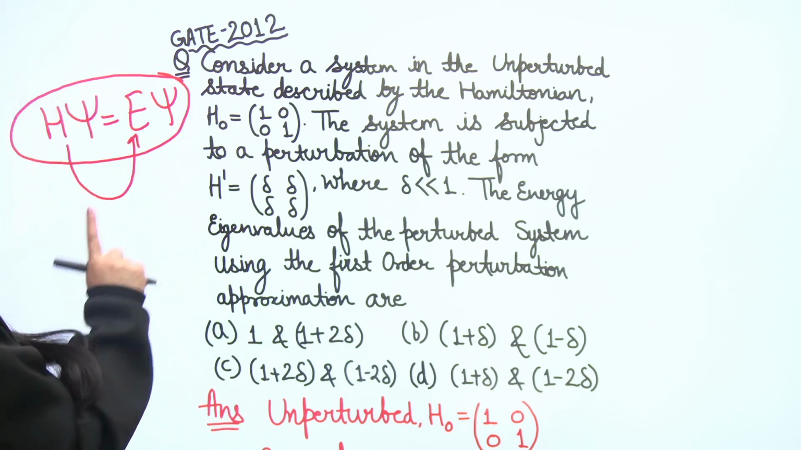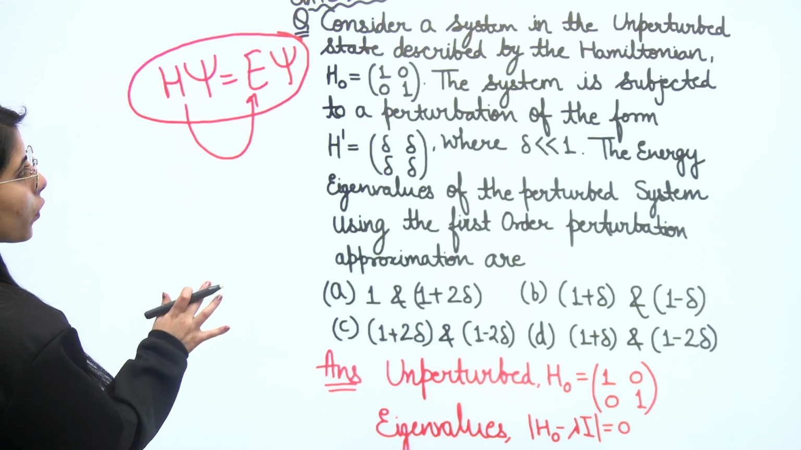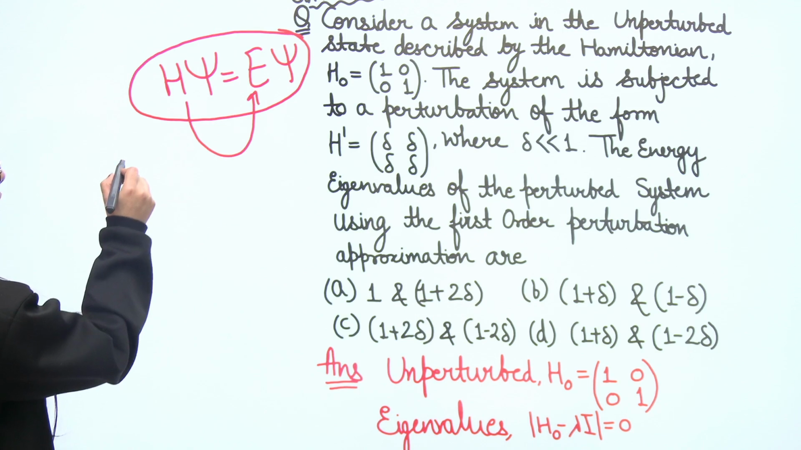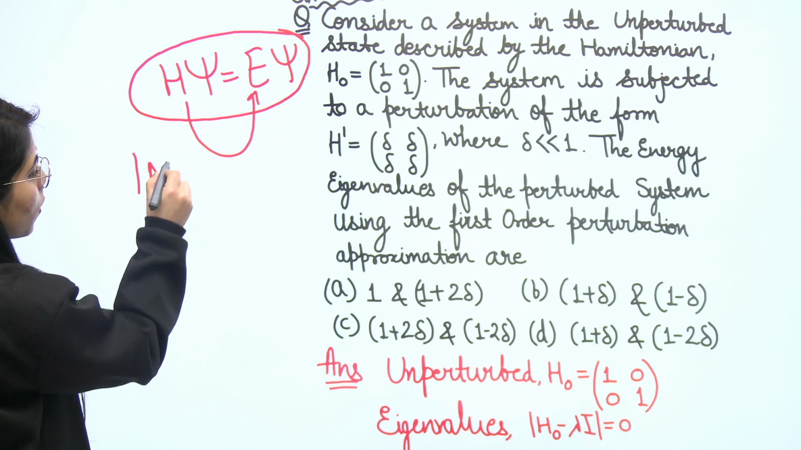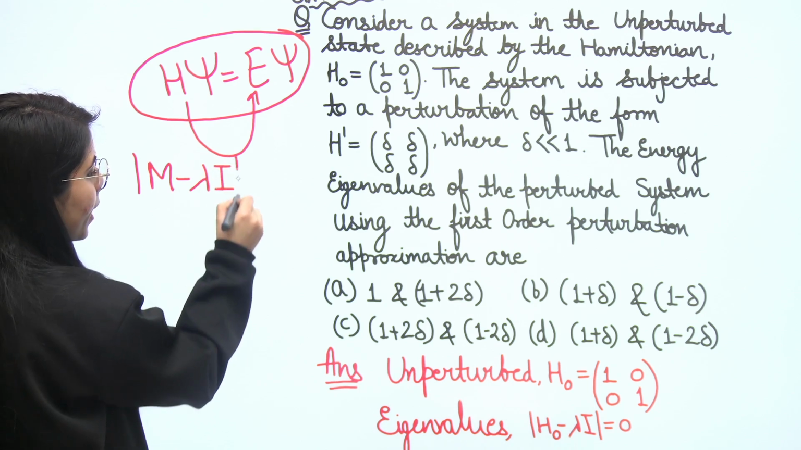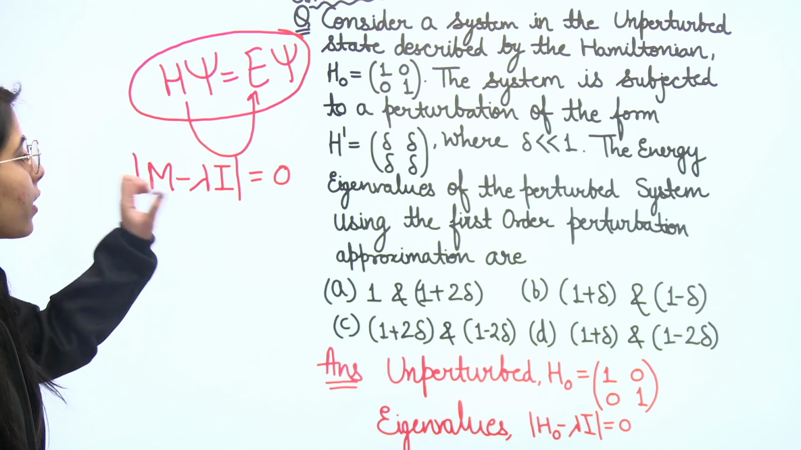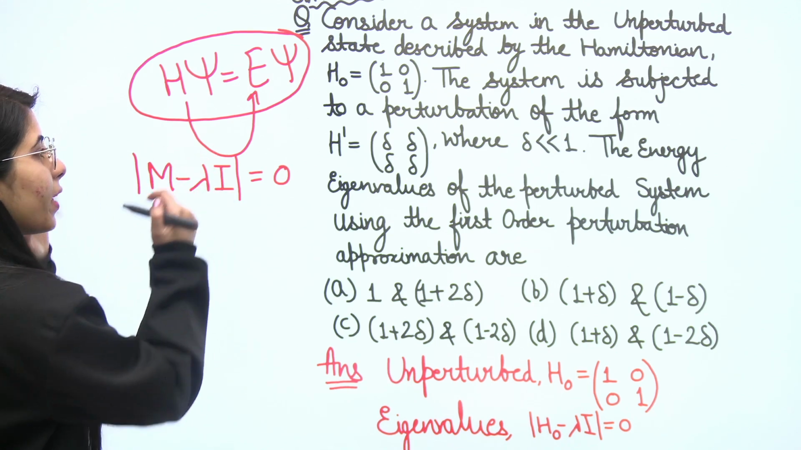So in this case, if we want to find the eigenvalue of any such type of matrix, then we are just going to do this: M minus lambda I, where M is that square matrix, and this is equal to 0, where we need to find the determinant of this complete matrix.